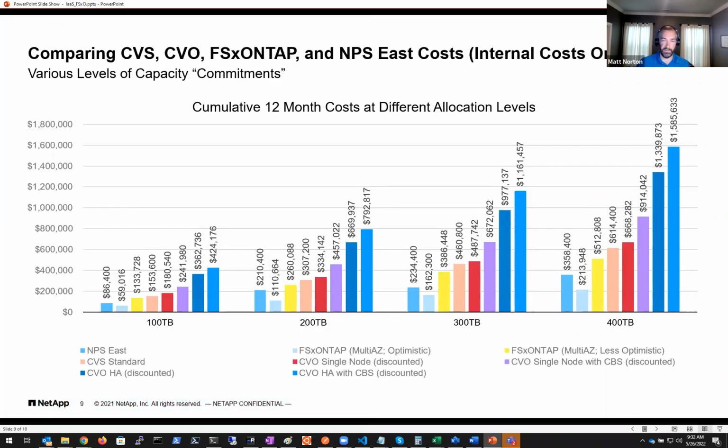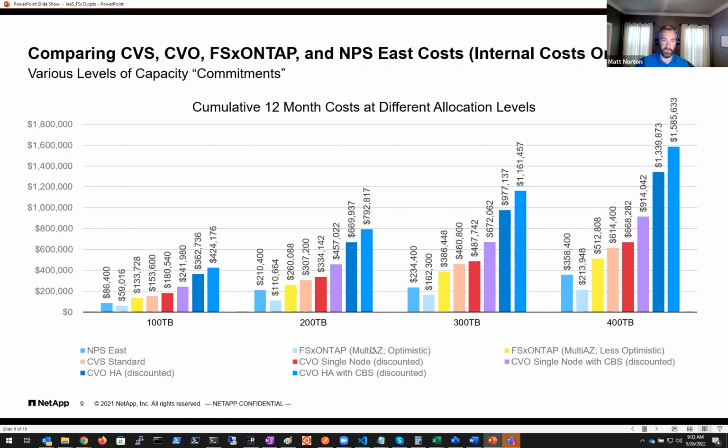So this is a little comparison. I know it's a lot of colors that are hard to tell apart. We've got from left to right here NPS, which again is the old ONTAP hardware filer in a co-location center. And then with the lighter blue and the yellow, we have FSx ONTAP. So that's these two right here. That's FSx ONTAP. These are all multi-AZ.